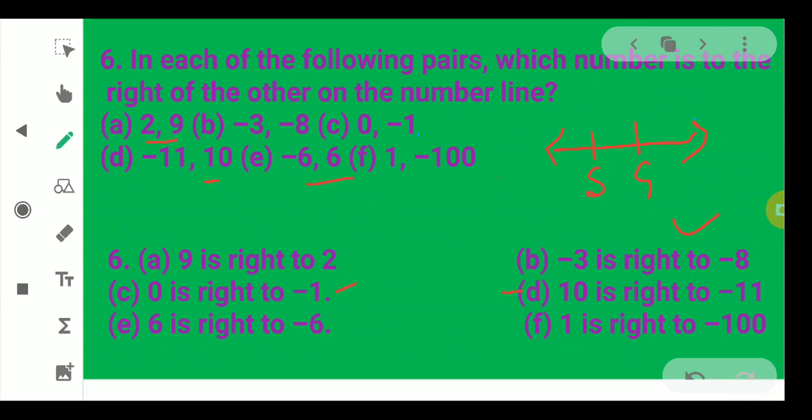Now minus 6 and 6. Now again we are seeing one number is negative, one is positive. So positive will be on the right side of negative. Last is 1 and minus 100. So definitely 1 will be on the right side of minus 100.